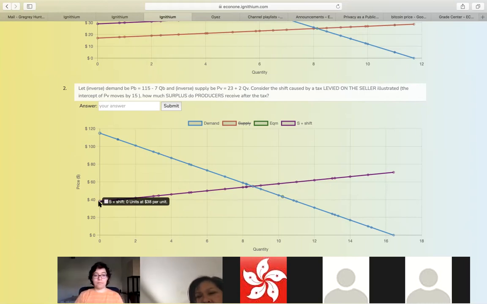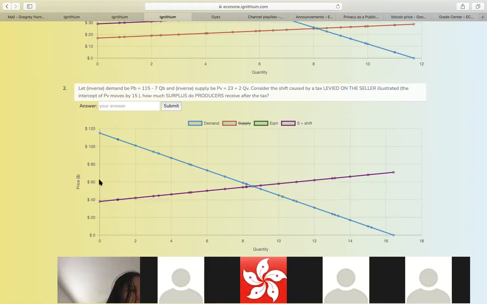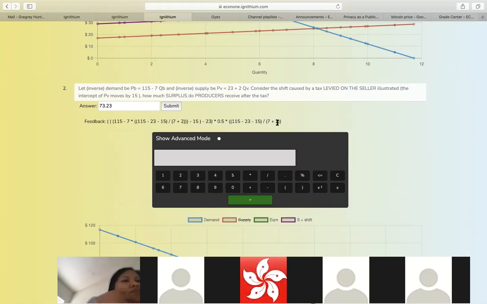You have your calculator with you? Yeah. So we're going to be 5511 minus 38. That's going to be the height of the triangle there. And then the base is going to be 8.56 units, right? Yeah. And then times a half. What do you get for your answer? It's going to be 73.23. 73.23. Submit.